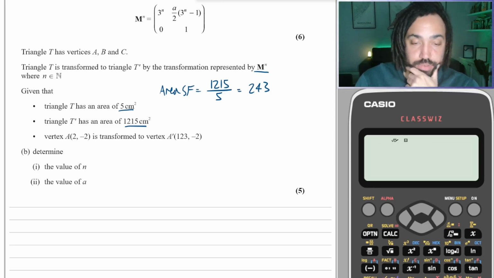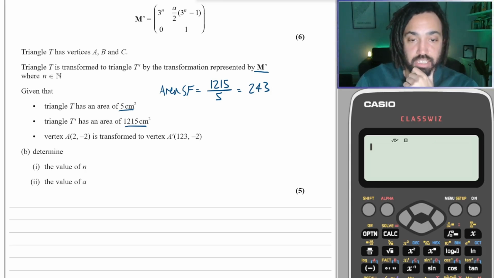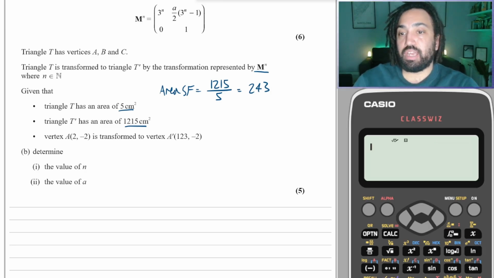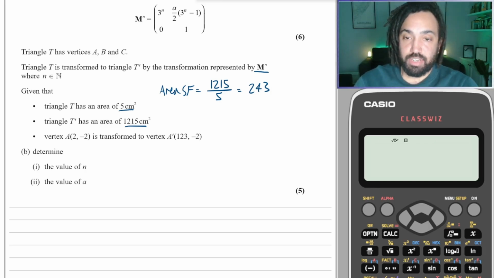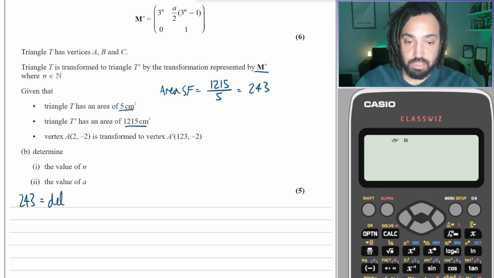Okay, that's helpful. We've also got information that one point has been transformed, so we know what that is. And then it just says find the value of n and find the value of a. Okay, so what do we know about the area scale factor? We know the area scale factor is always equal to the determinant of the transformational matrix.